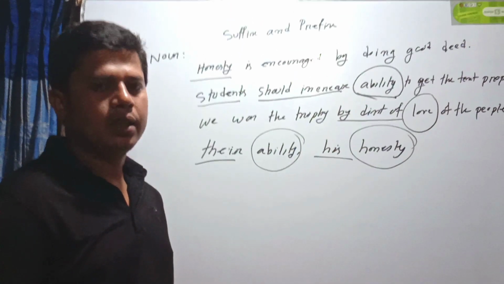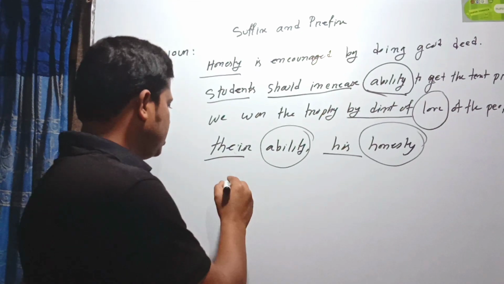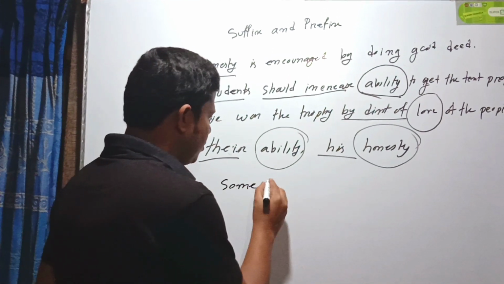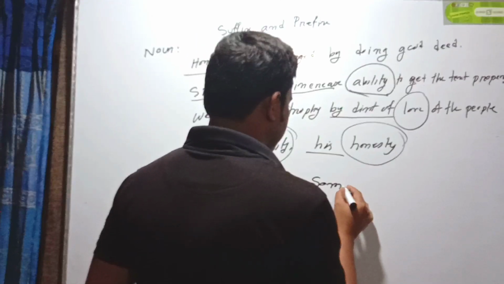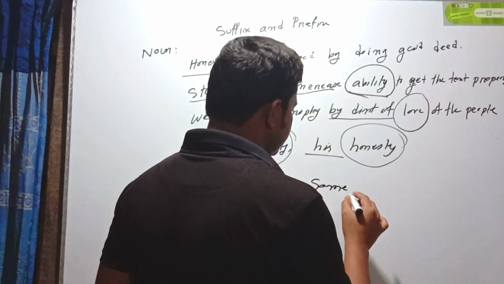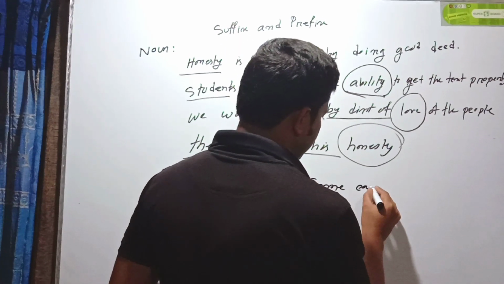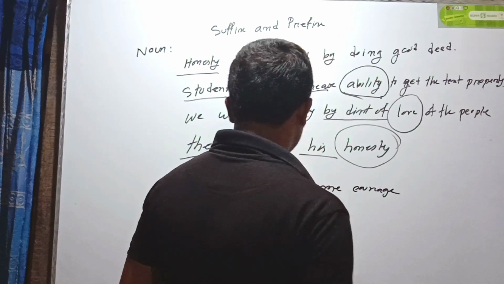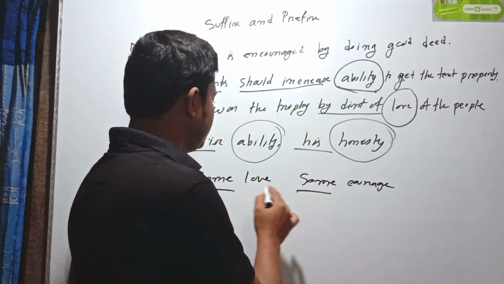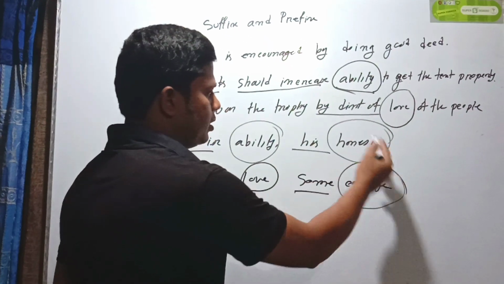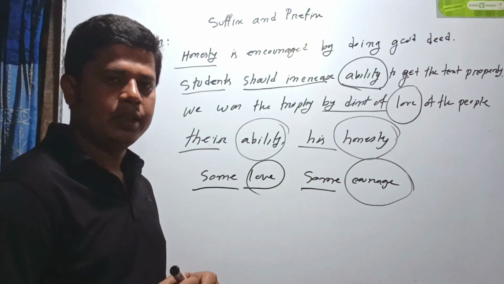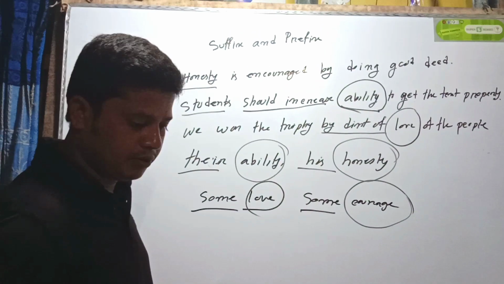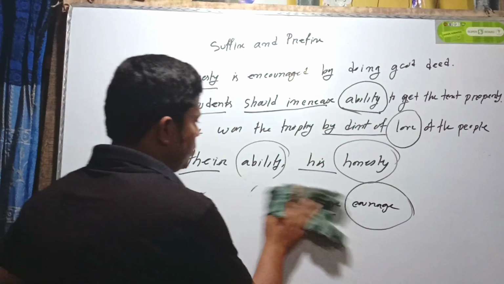A noun can also sit after a determiner, such as some love, some courage. Here some is a determiner, love is a noun, courage is a noun. Have you got it? Okay, fine. Dear students, now we will go to adjective. Before that, I need to erase.